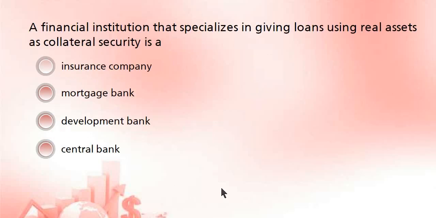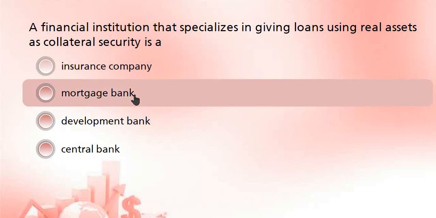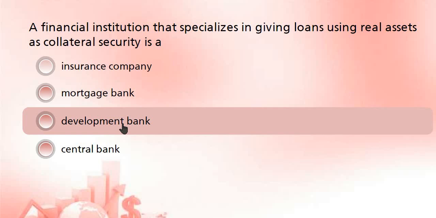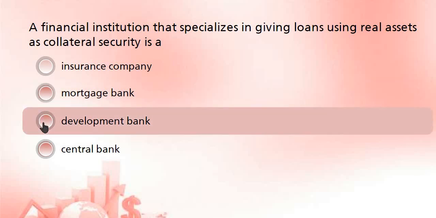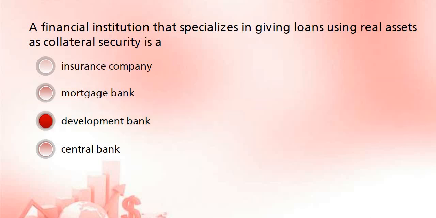Question 37. A financial institution that specializes in giving loans using real assets as collateral security is A. Insurance company, B. Mortgage bank, C. Development bank, D. Central bank. The right answer is Development bank, which is C.